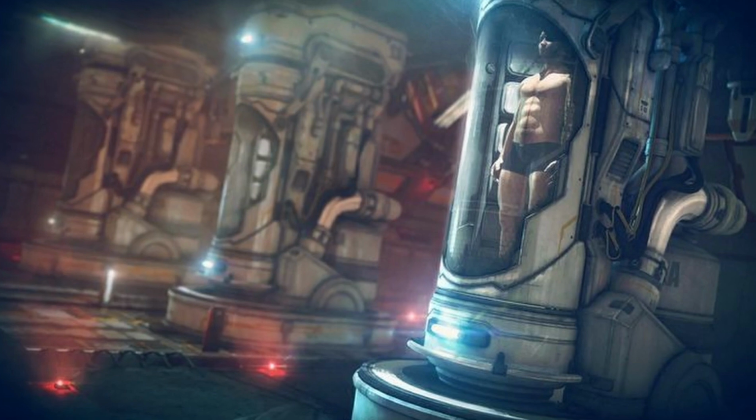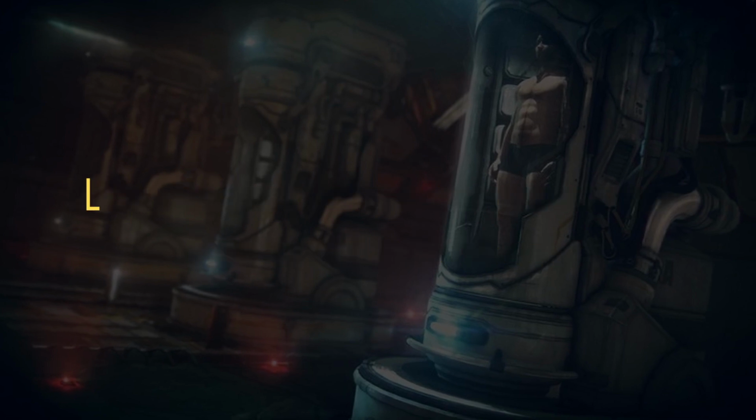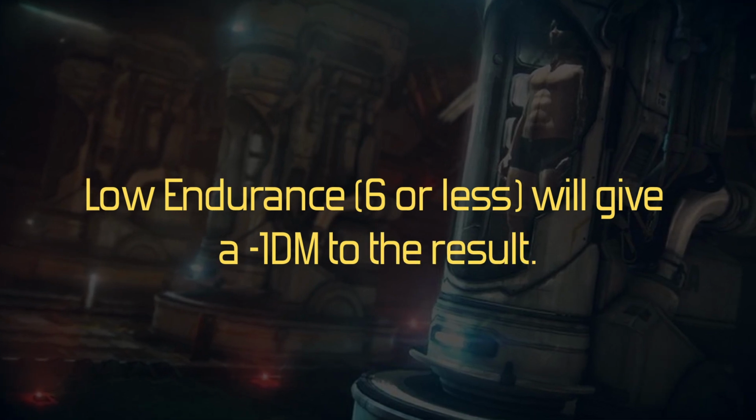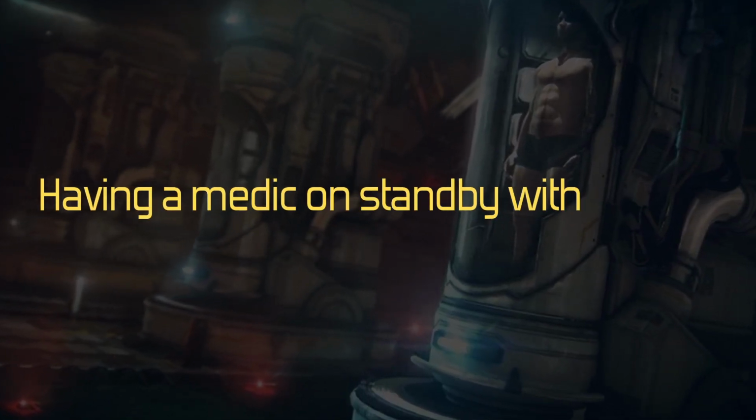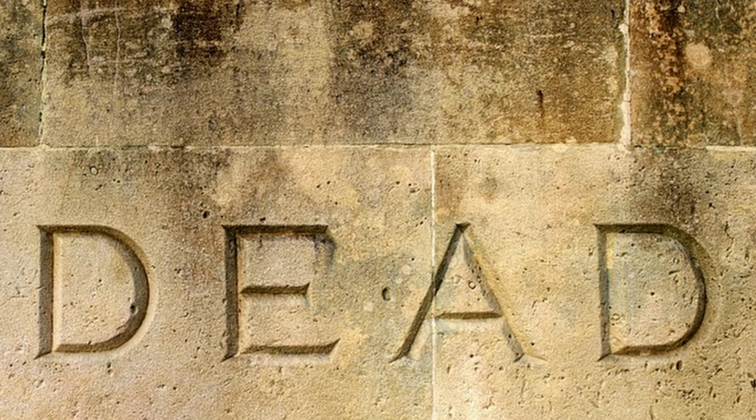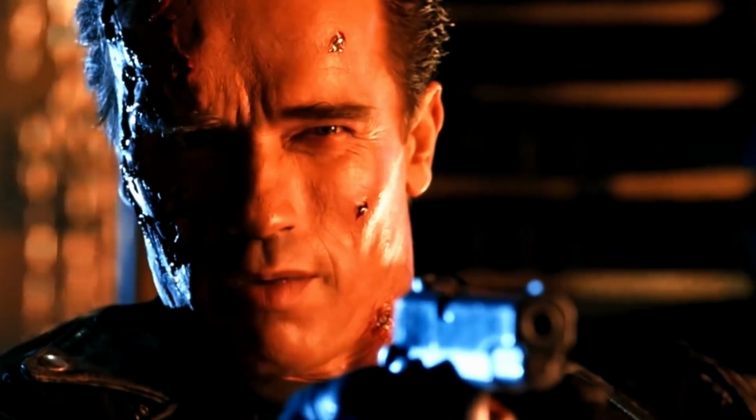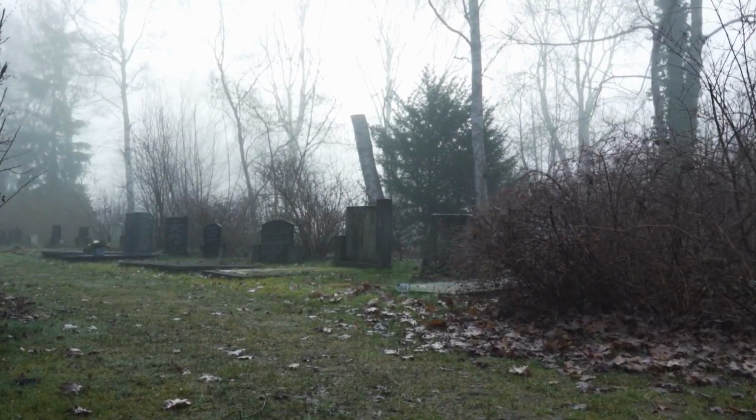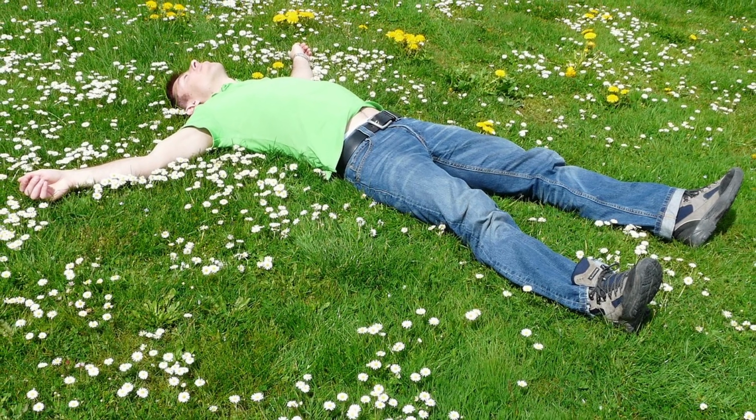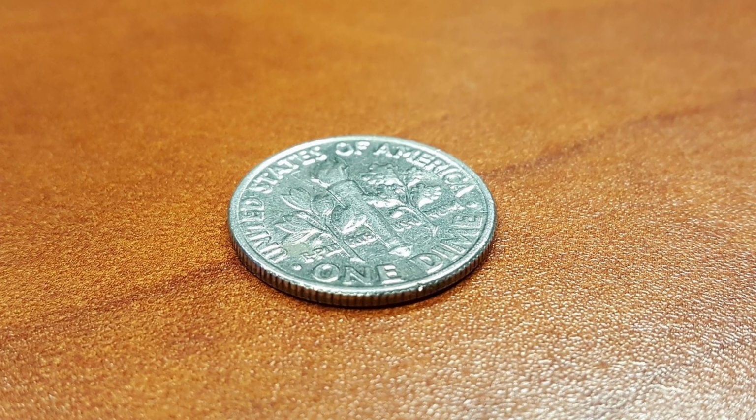When the ship lands, someone in low passage berth has to roll a 5+ to revive. Things like low endurance, that's having an endurance of 6 or less, is going to give you a -1 DM to the result. And having a medic on standby with medic 2 skill or higher will give you a +1 DM. Failure means, yep, you guessed it, you're dead. You gone. Hasta la vista, baby. It's over. Time to go and roll up a new character. And there are no refunds for failing to survive a trip. Now, of course, you would be dead, so it wouldn't matter, and surviving family or friends, they ain't getting a dime. So it's just a risk that you take.